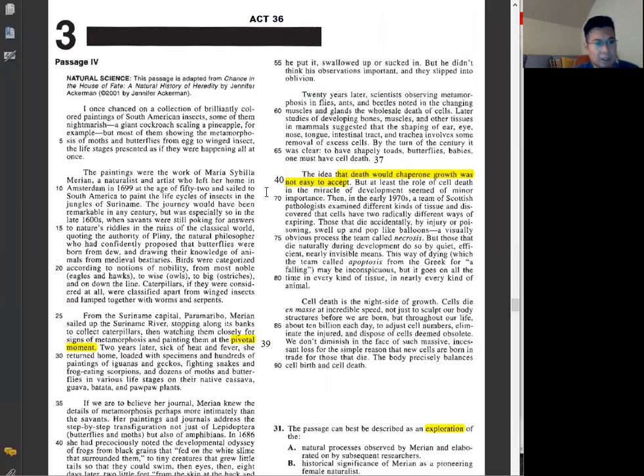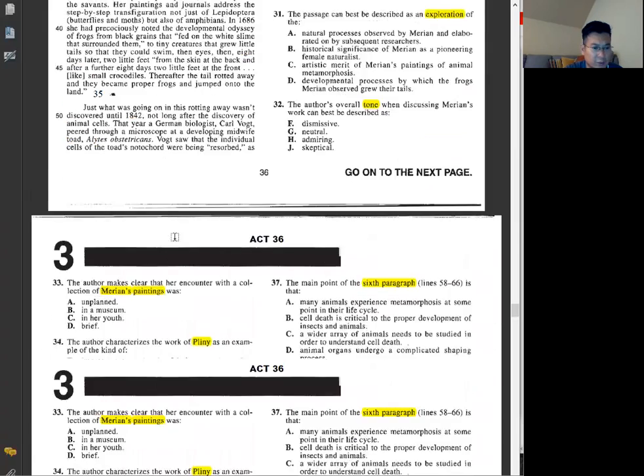Okay, let's read this one together now. Passage adapted from The Chance in House of Faith. And then nothing really important. First paragraph: I once chanced on a collection of brilliantly colored paintings of South American insects, some of them nightmarish, a giant cockroach and a scaling pineapple, for example, and most of them showing the metamorphosis, which is changing the shape, of a butterfly from the egg, winged insects, a life stage presented as if happening all at once. So it's nothing much, just whatever he sees. And then the paintings were the work of this Marian. So Marian, we saw Marian somewhere.